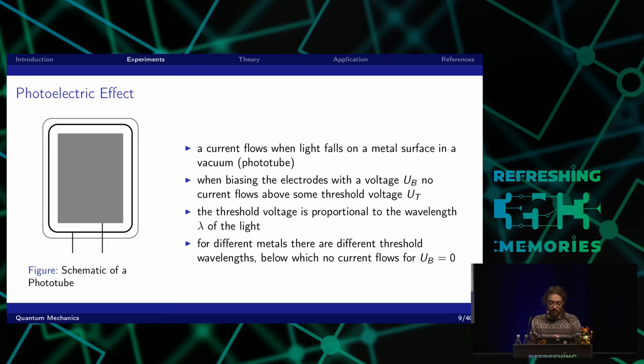And this was when Einstein thought that there must be some kind of energy portions in the electric field from this simple experiment, which is often done in physics classes, even at the high school level. So from our today's view, it's not a complicated experiment.